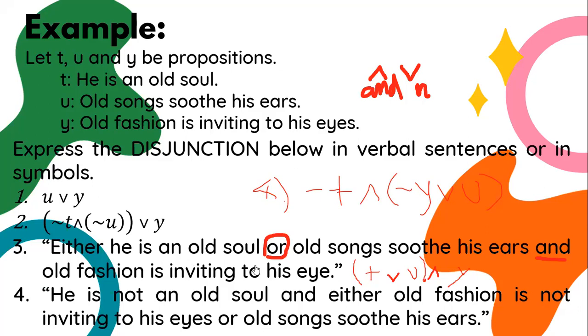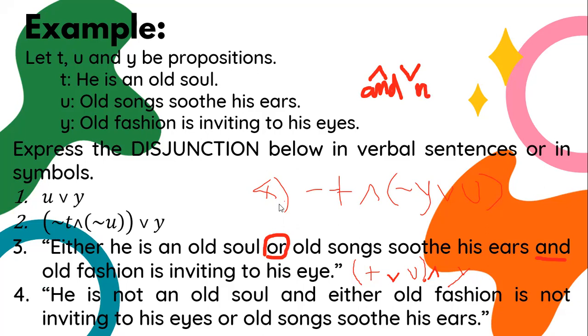Sabi, he is an old soul. Kaya ginamitan natin ng P. May or tayo. And then yung you natin, old soul, soothe his ears. Ayan, see you. So nilagyan ng parenthesis kasi dalawa na yon. Okay? And then yung end natin, ayan na po siya. Ayan. So wag magkakalituhan ha sa end at saka sa or.